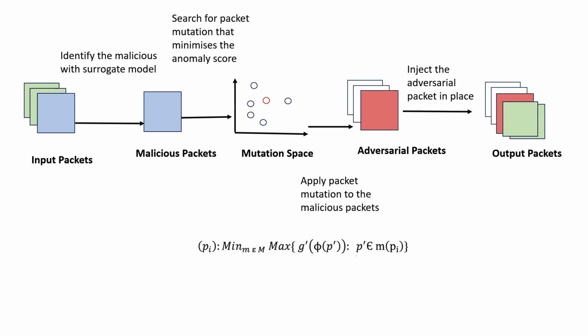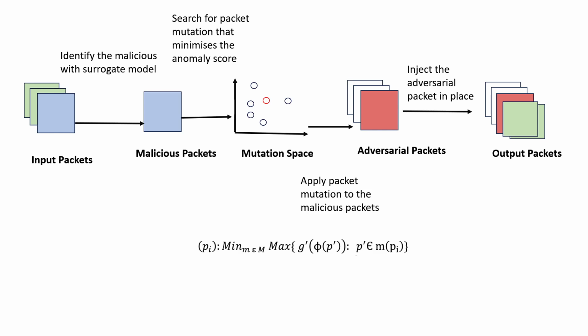We can better understand it through this diagram. Here you can see that the input packet containing the malicious packet is passed through the surrogate model. The surrogate model classifies each packet as either benign or malicious. For each malicious packet, LM finds an optimal mutation operation that minimizes the anomaly score produced by the surrogate model. Next, the mutation operation is applied to the malicious packet to generate a set of adversarial packets, including the original packet and redundant packets. Finally, the benign and adversarial packets are written in place of the output file.